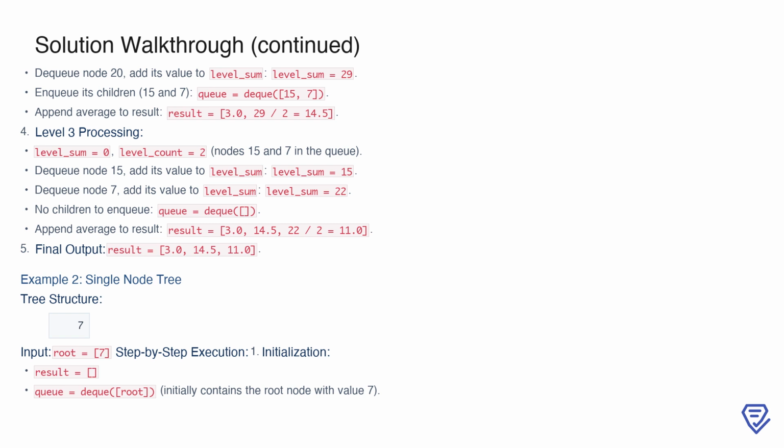Now, for level 3, the queue contains nodes 15 and 7. We start with a level sum of 0 and process these nodes one by one. Dequeuing node 15, we add its value to the level sum, which becomes 15. Then, we process node 7, bringing the level sum to 22. Since these nodes have no children, the queue becomes empty. The average for this level is 22 divided by 2, which is 11.0. This is appended to the result list. At this point, all levels have been processed, and the final result list is 3.0, 14.5, 11.0.